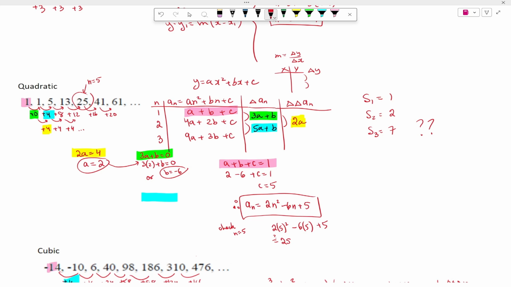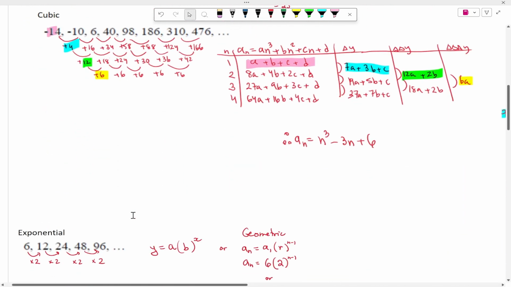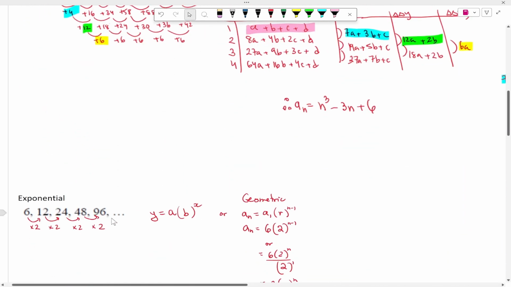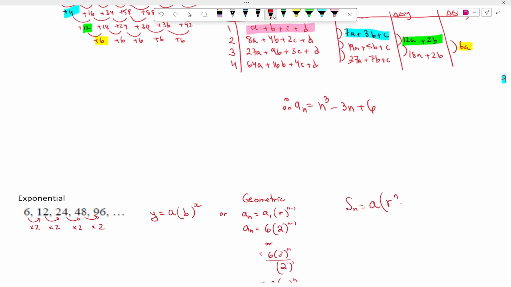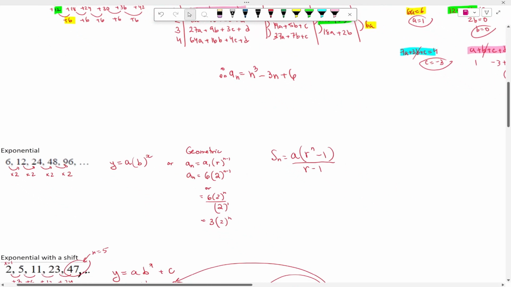So I'll just show you the exponential one as well, because for that one, definitely there's a formula for it. First of all, do you know the formula? And I'll show you where it comes from again. It was a times r to the power of n minus 1, and then all over r minus 1. Yeah. Okay. So I'm going to show you where that one comes from as well.